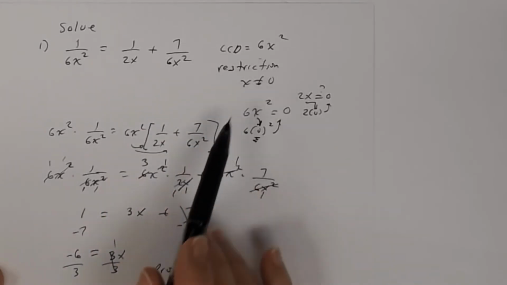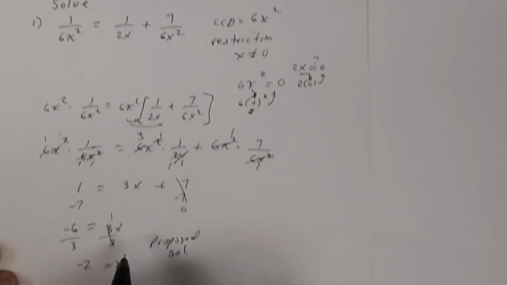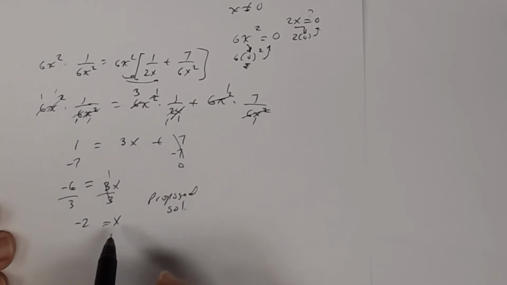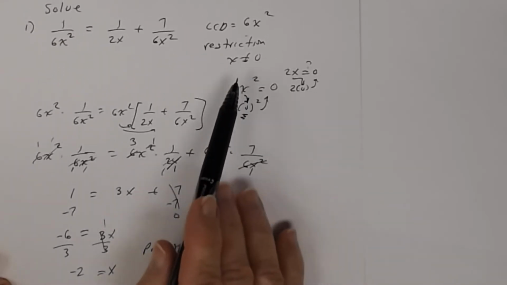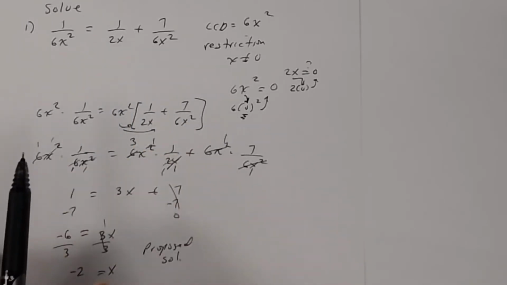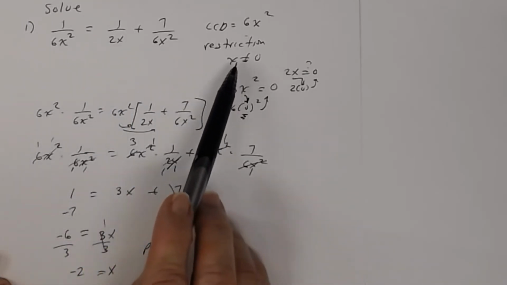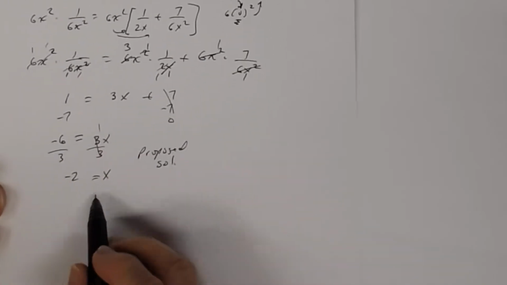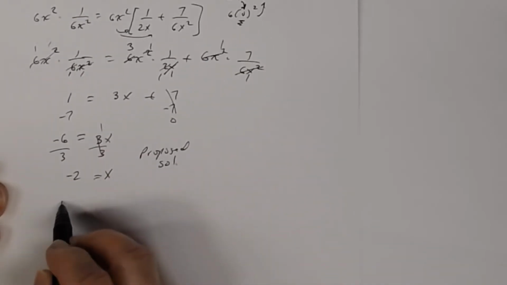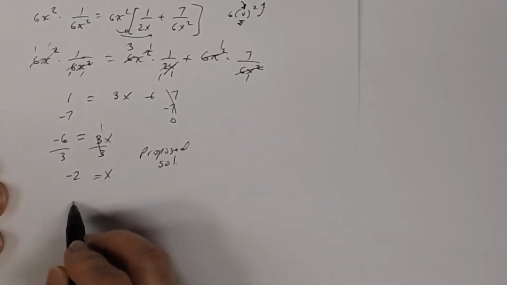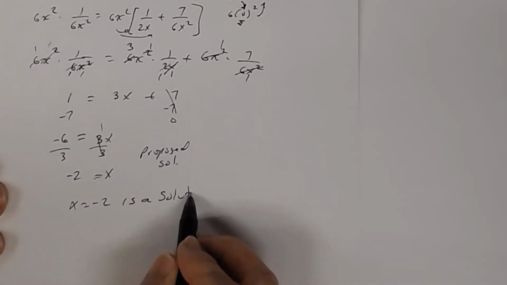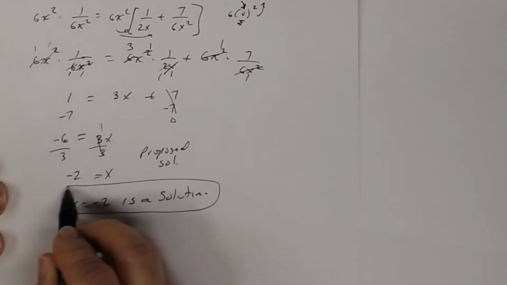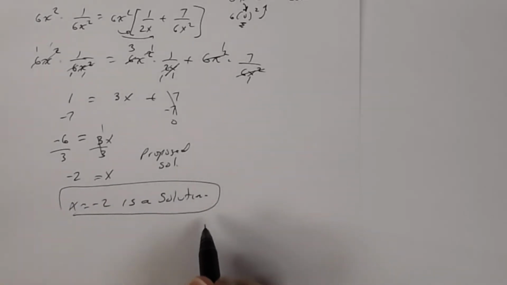not a restriction. So if I'm doing all this work correctly and I get this proposed solution, all I have to do is check to see if it's a restriction. If it's not a restriction, then I'm good. It's a solution to the original. And so notice that the only restriction is that x cannot equal 0. So my proposed solution is the actual solution. So x equal negative 2 is a solution. All right, so it's not an extraneous solution.